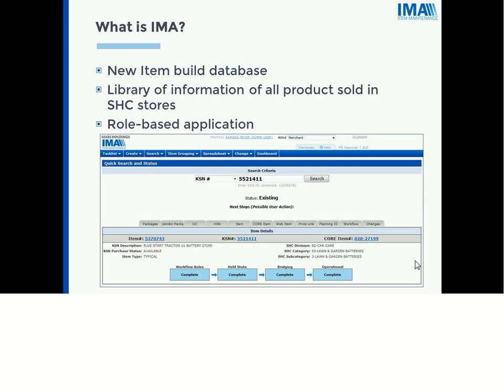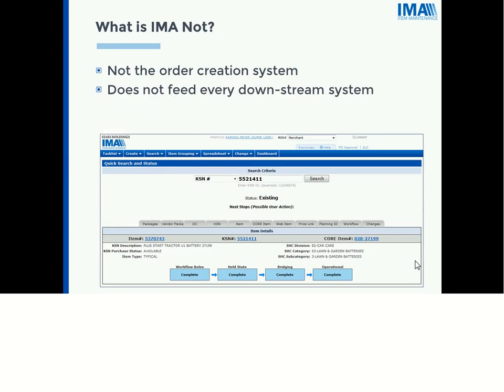So if it's going to be sold in Kmart, if it's going to be sold in Sears, it has to be built in IMA. Until it's completely built in IMA, we actually won't be able to order any product to our stores. IMA is a role-based application, and we will be talking about that in a few slides. But basically, there are several roles, and the item has to go through one role completely before it can be passed on to the next role. So typically, it cannot be worked on by multiple roles at the same time.